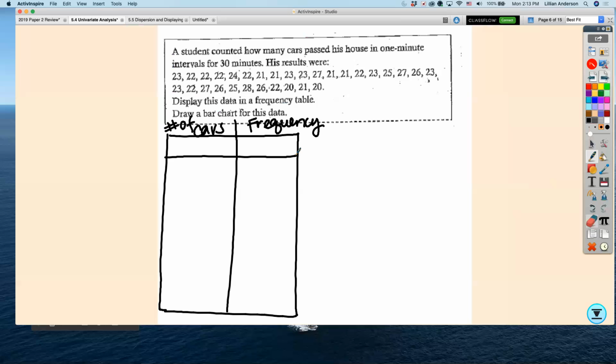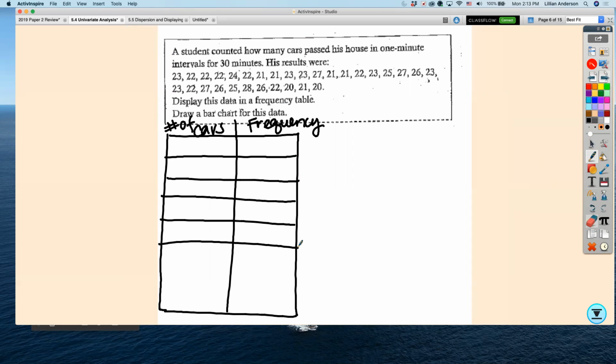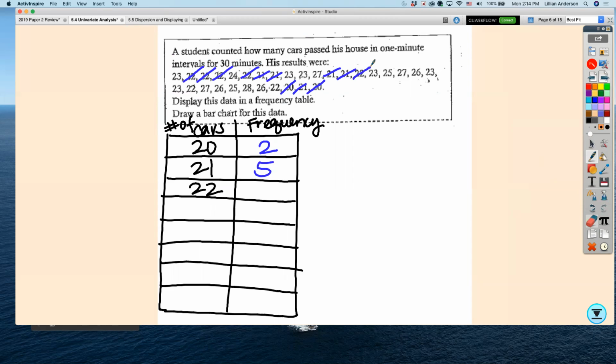So you literally create a table based off of that. And it's a way to essentially condense all this data into something that's nice and neat, okay? So the smallest number of cars that show up is 20, okay? And as we can see, I have 2 20s there. So 20 shows up twice. 21 is my next one. That shows up 1, 2, 3, 4, 5 times. Okay, and you continue the process to make this frequency table. 22 is next. There's 1, 2, 3, 4, 5, 6, 7. 7 times 22 shows up. So 22 cars pass by for 7 minutes out of this 30-minute interval. And you keep going.